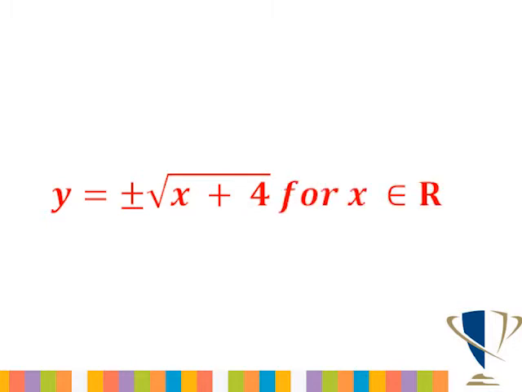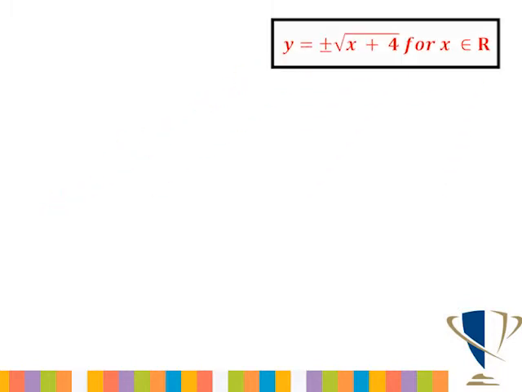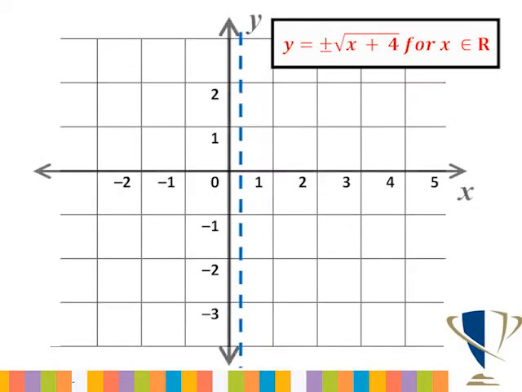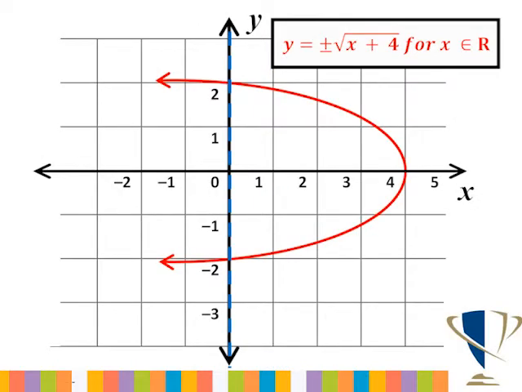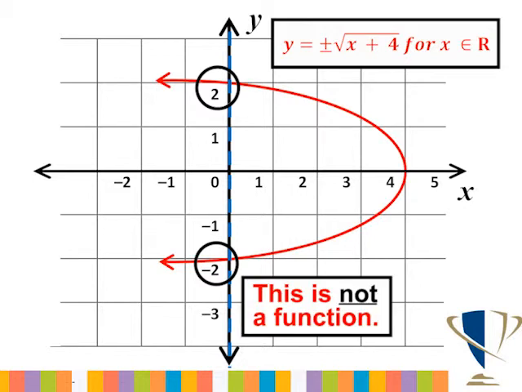The formula for this graph is y equals plus or minus the square root of x plus 4 for x an element of the real numbers. We can check a point on the graph algebraically. When x is 0, y equals plus or minus the square root of 0 plus 4. That's the square root of 4, which is positive 2 or negative 2. So y is 2 or y is negative 2. So there are two y values for x equal to 0. So this is not a function.